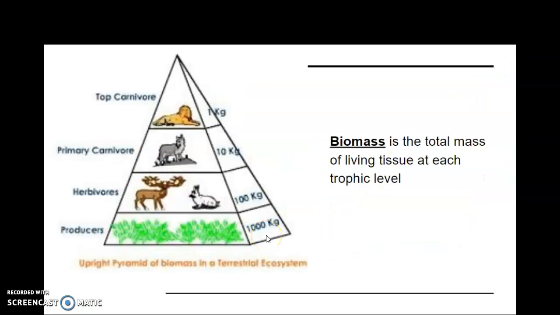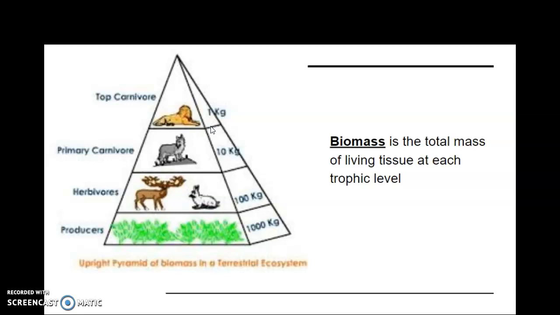This is also why we see a whole lot more producers outside and more herbivores than we do carnivores. Biomass is the total mass of living tissue at each trophic level. And as you can see, much like the energy pyramid, this also decreases so that each level is only 10% of the previous level. So 100 kilograms is 10% of 1,000, 10 kilograms is 10% of 100, and 1 kilogram is 10% of 10. So it follows the exact same pattern.